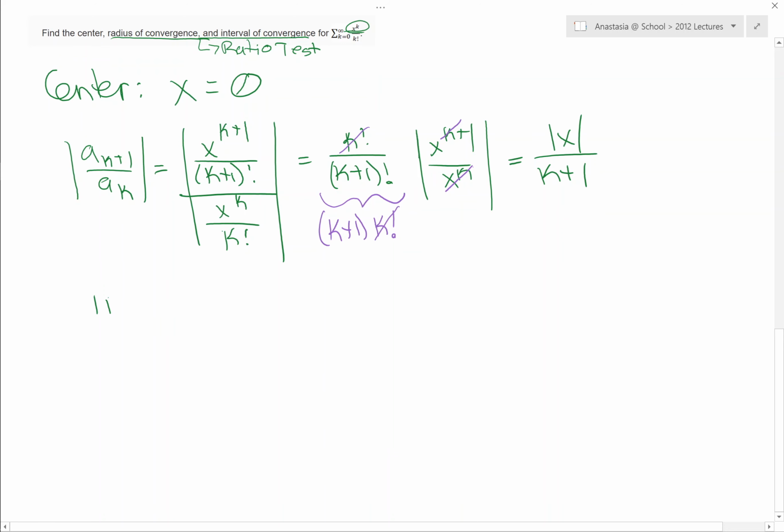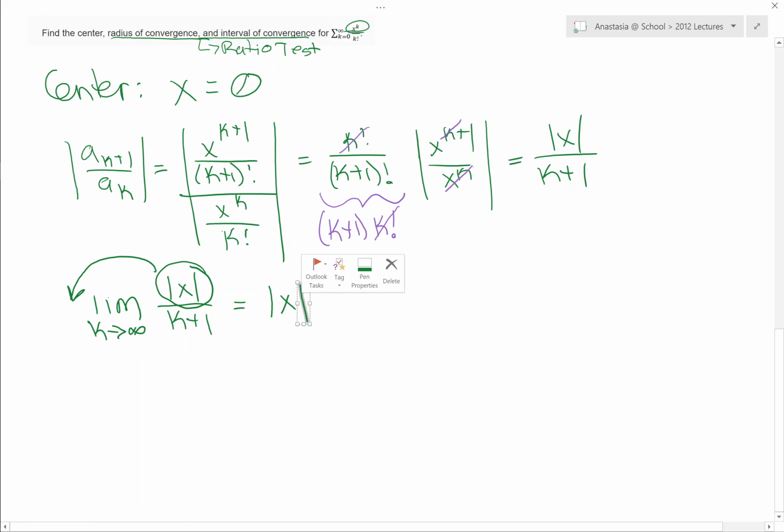Then we look at our limit as k goes to infinity of the absolute value of x over k plus 1. As we saw in the previous example, the x term does not change in terms of the limit, so that can be pulled out like it's a constant for the limit at least. So we have the absolute value of x times the limit as k goes to infinity of 1 over k plus 1. And we know that that limit will go to 0. So we end up with the absolute value of x times 0, which is 0.